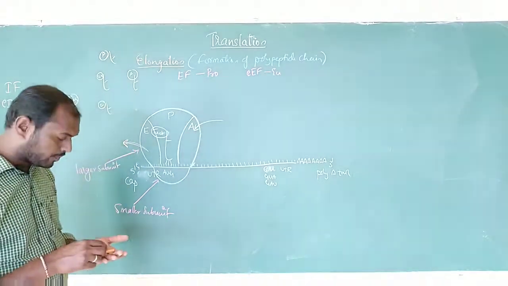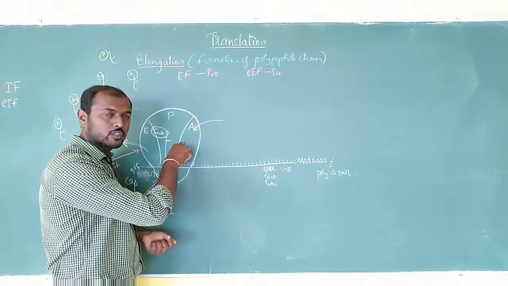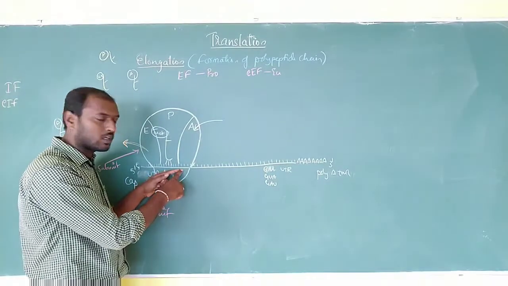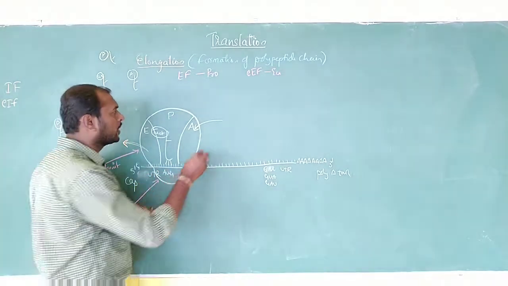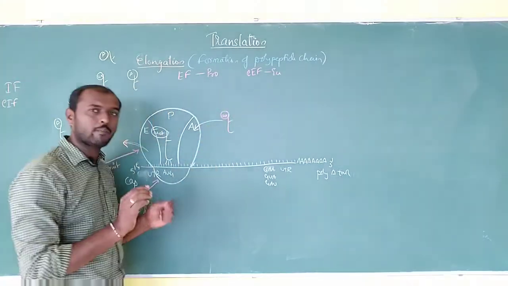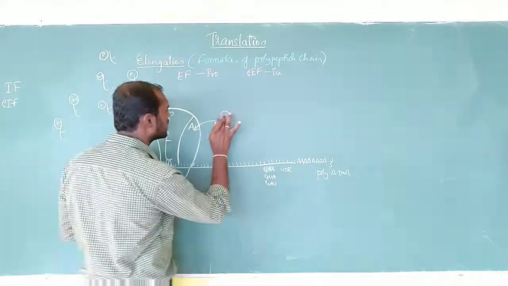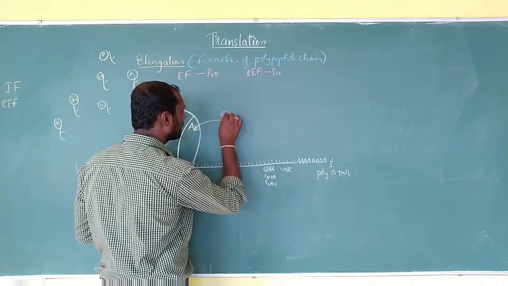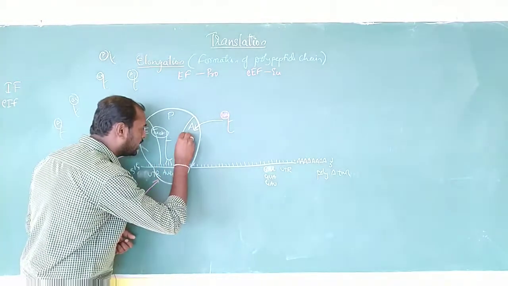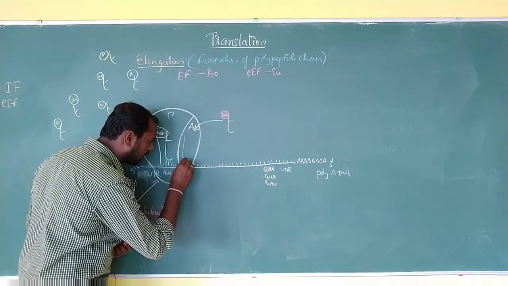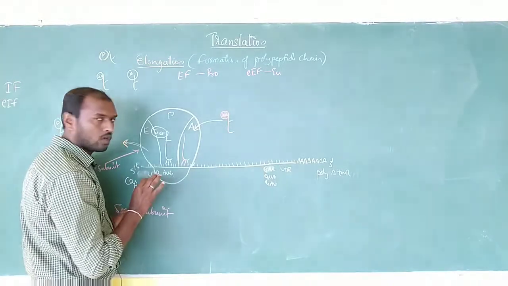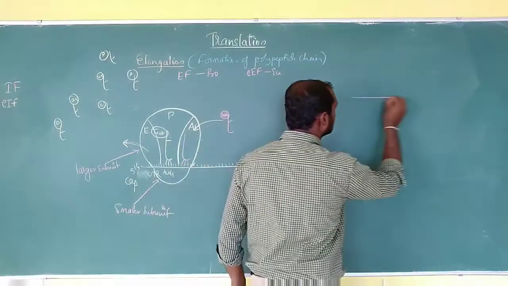So what happens now? The next tRNA is entering the A site with its specific amino acid. Just consider the amino acid is charged, or consider this one is leucine. Now this amino acid is going to enter and form a bond between the codon and anticodon. So what is going to happen?